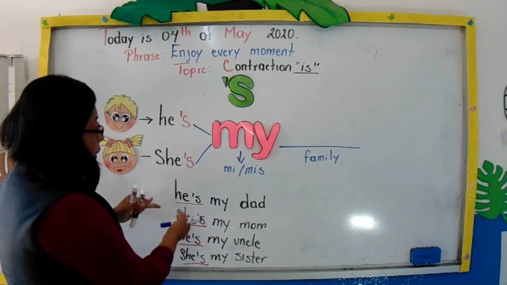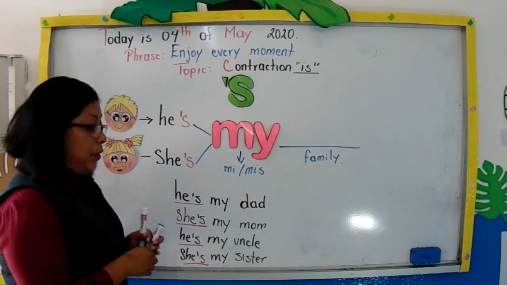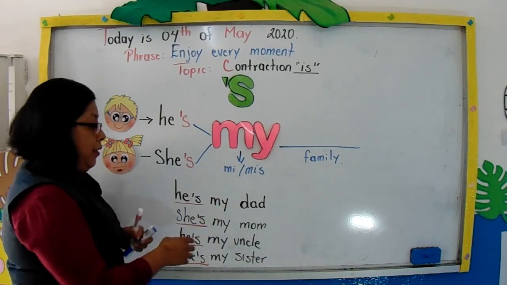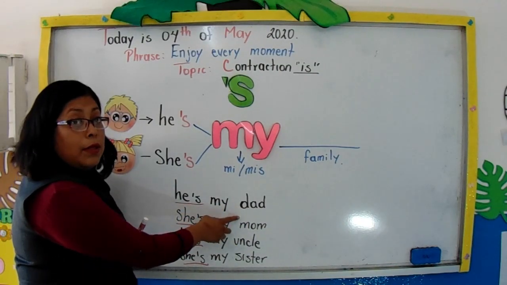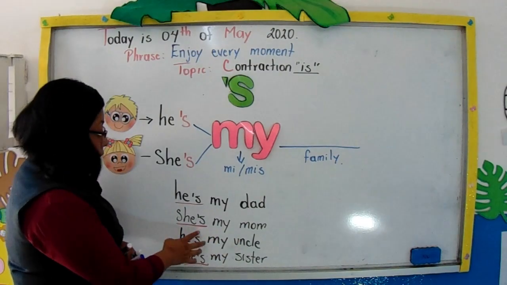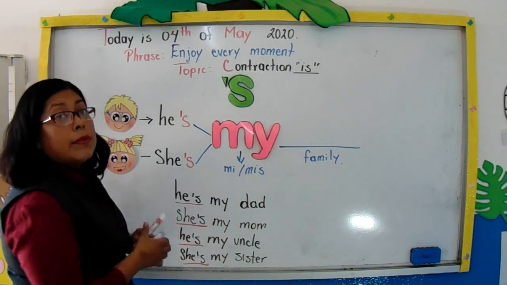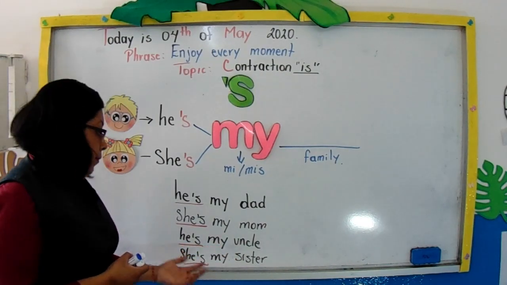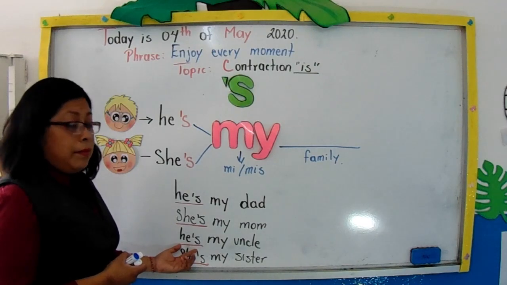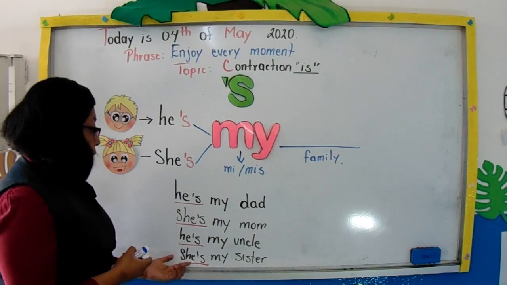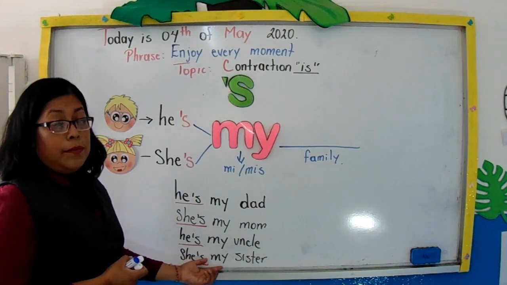For example, repeat after me, repiten después de mí. He's my dad. Again, he's my dad. Other, she's my mom. Next, he's my uncle. The last, she's my sister. She's my sister. Right?